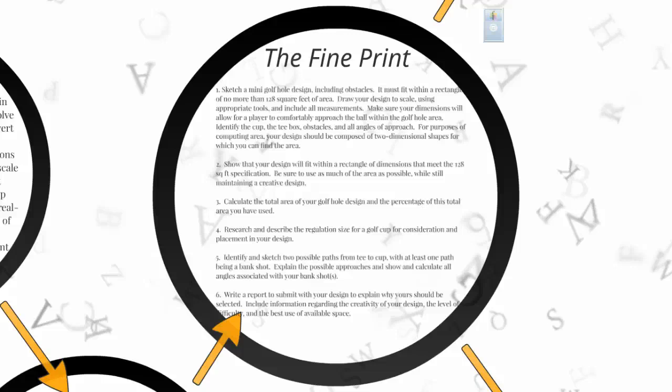And then you're going to draw your design to scale using appropriate tools and include all measurements. Make sure your dimensions will allow for a player to comfortably approach the ball within the golf hole area. So you can't just make this itty bitty little spot for the person to stand because they won't be able to fit in there and golf their hole. Okay, it has to be realistic. You're going to identify the cup, the tee box, obstacles, and all angles of approach.